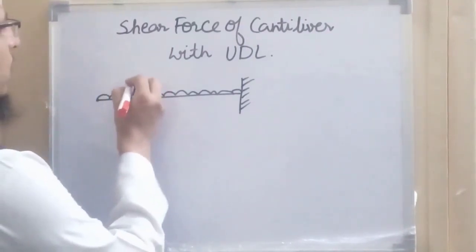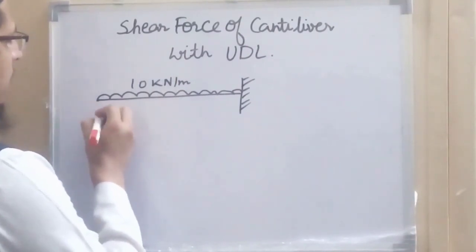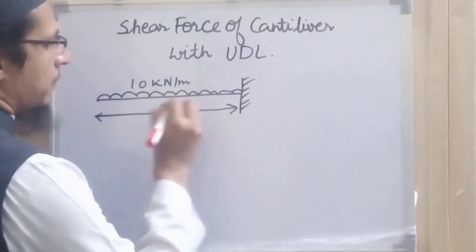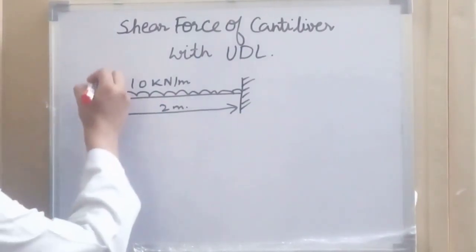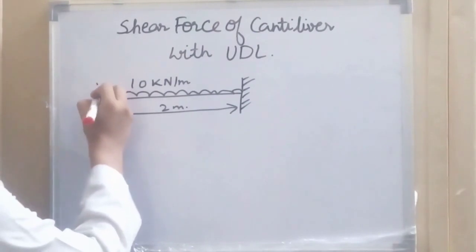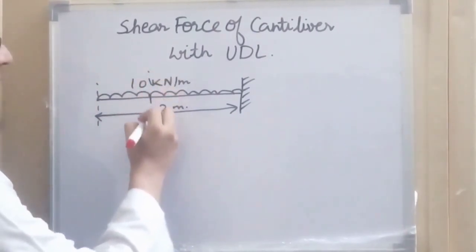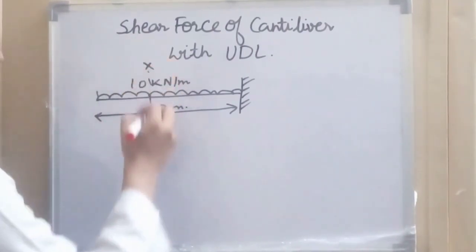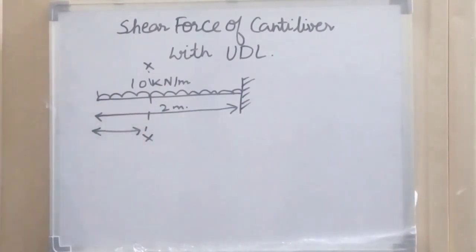Suppose this UDL is 10 kilonewton per meter. This entire length is 2 meter. So again we will have to start from the free end. Suppose we are at this free end and we are assuming a section XX at a distance x from the free end.